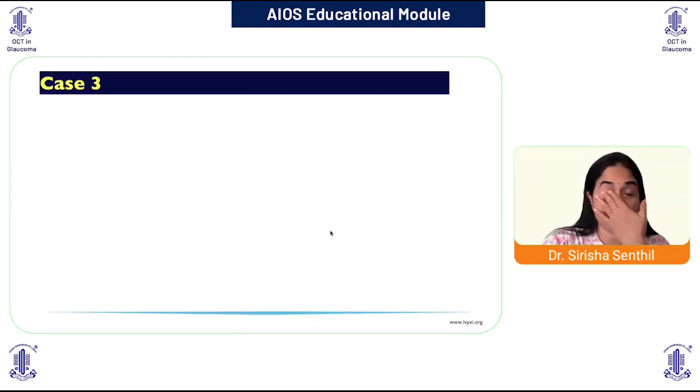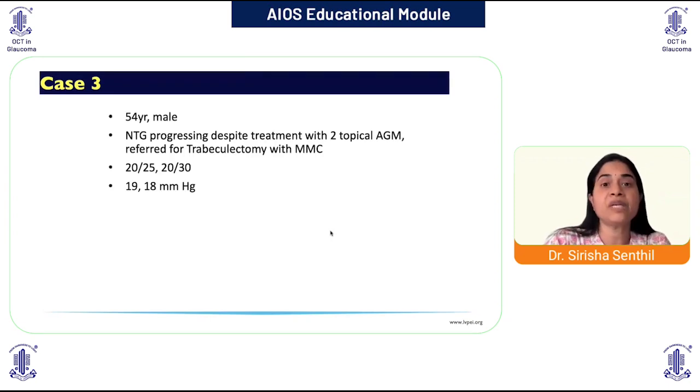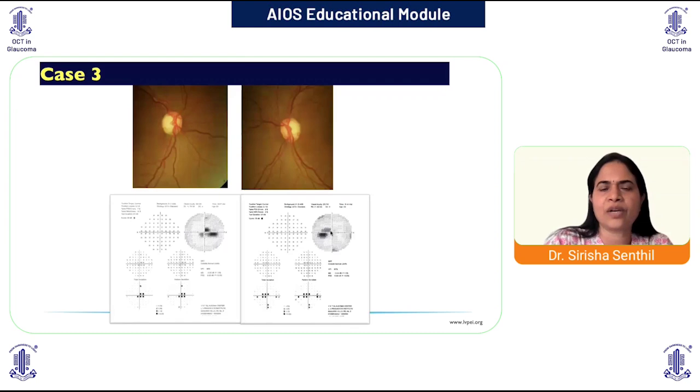Sometimes the OCT can be misleading as well. This was a middle-aged gentleman who was referred to me as an NTG, and since he was progressing despite medical treatment, he was referred for glaucoma surgery. His intraocular pressures were in the high teens, and on evaluation, this patient actually had a significant pallor of the optic disc in both the eyes.